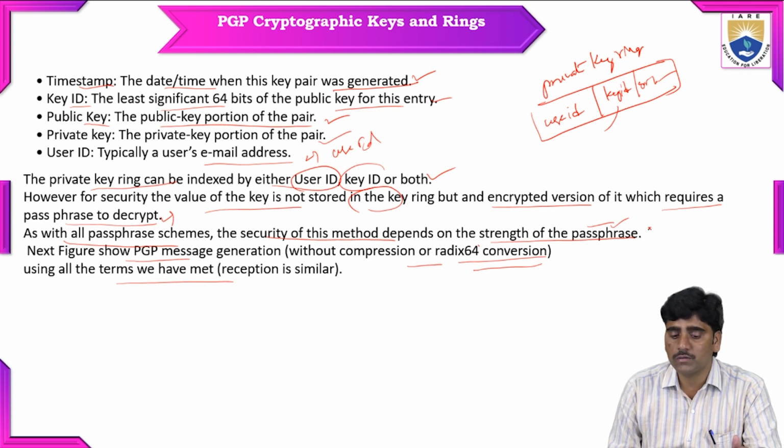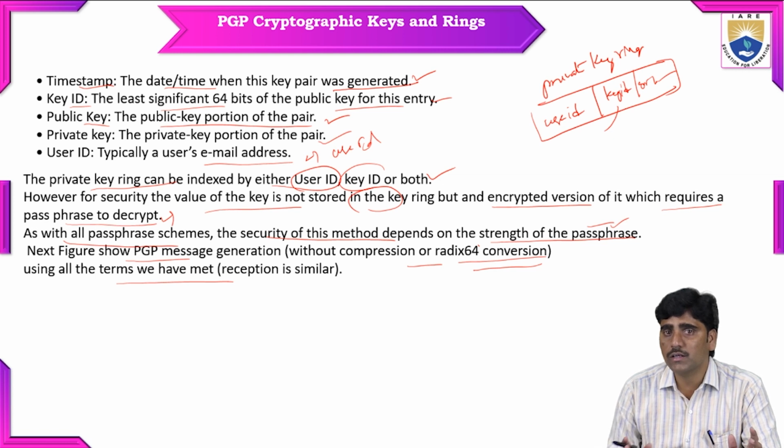So that's all about the cryptographic keys and rings. Without cryptographic keys, we are not able to do the encryption and decryption process for the data. So for that we have to know these cryptographic keys. That is about PGP cryptographic keys and rings.